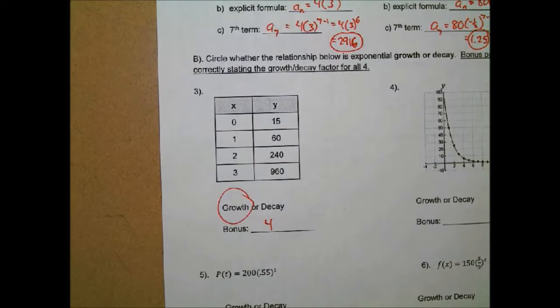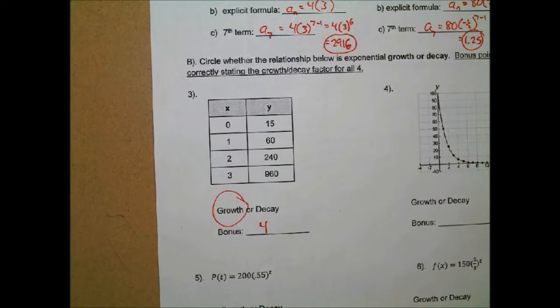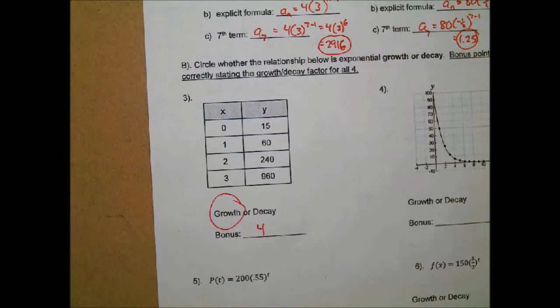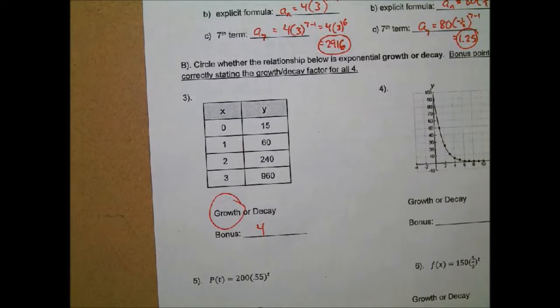One question. The growth is over 1, right? It's higher than 1 is growth. Correct. Yes. If you're multiplying by something bigger than 1, it's growth. And if you're multiplying by something between 0 and 1, it's decay. Okay? Let's look at number 4.